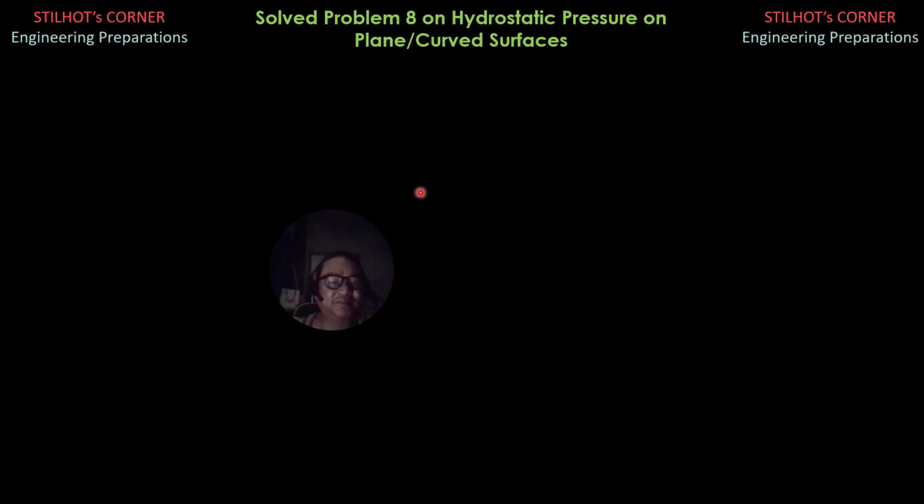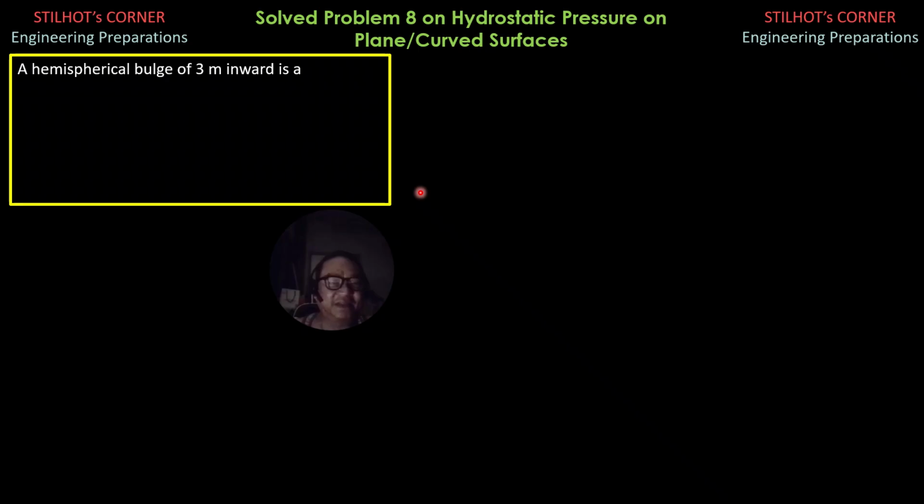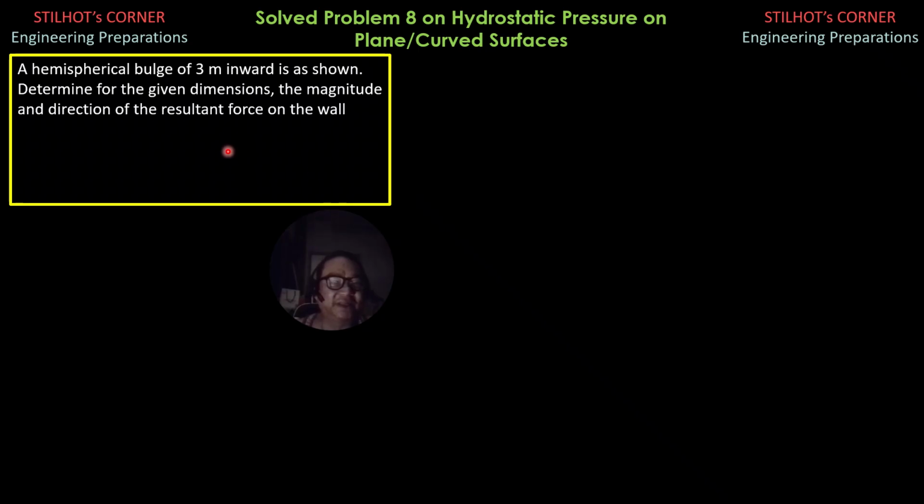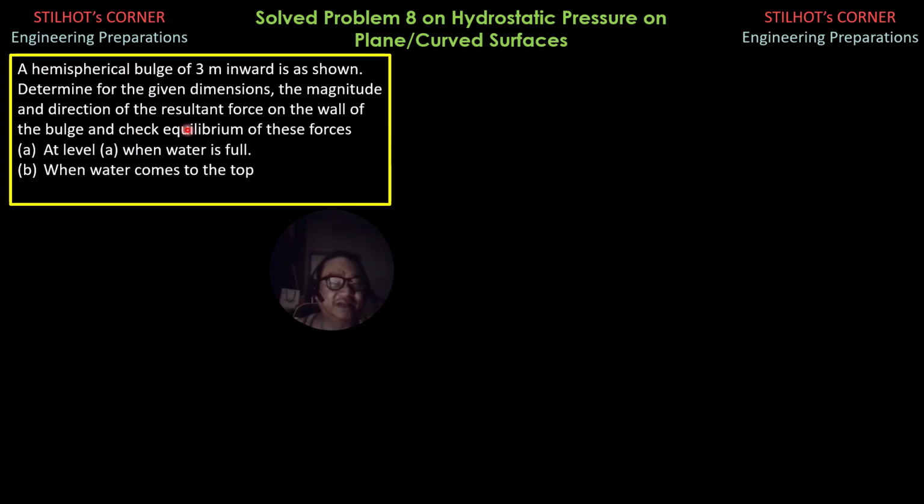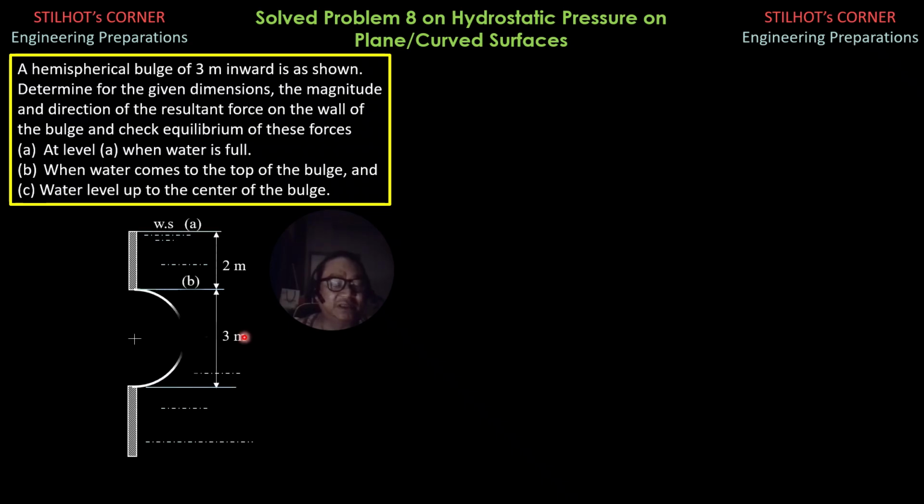So here is the problem. A hemispherical bulge of 3 meters inward is as shown. Determine, for the given dimensions, the magnitude and direction of the resultant force on the wall of the bulge, and check equilibrium of these forces when the level is at A, when water is full, when water comes to the top of the bulge, B, and C, water level up to the center of the bulge as shown in this figure here.